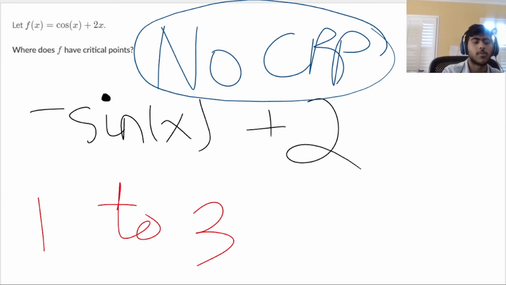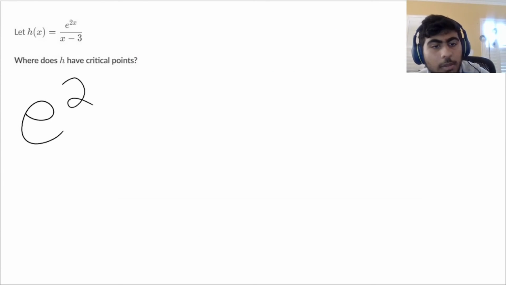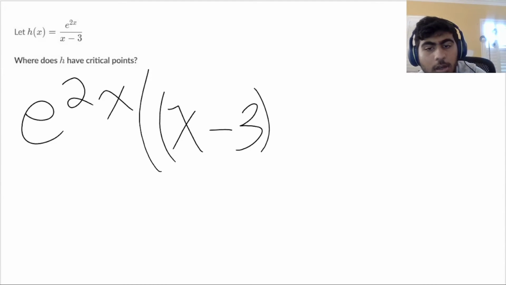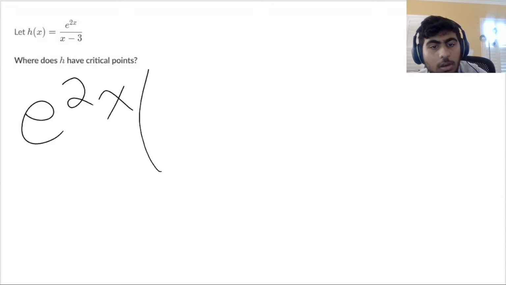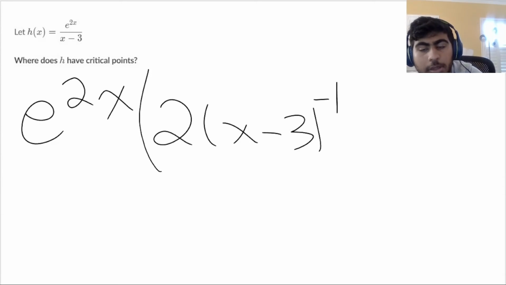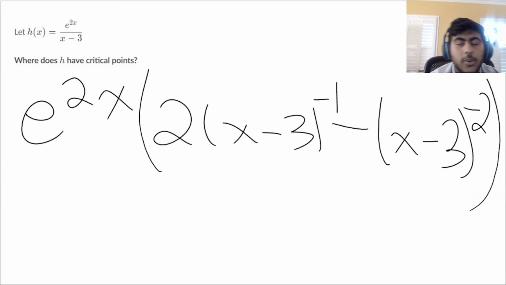Alright, let's move on. Question number 21. Similar question. We're going to do the same thing. So the derivative here is going to be this. I might be skipping a couple steps here, but of course this is just taking the derivative, right? You can always pause the video if you need to and just work it out on your own. It takes a bit longer.